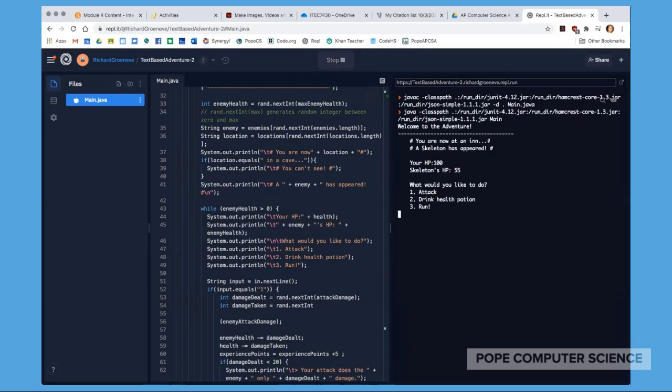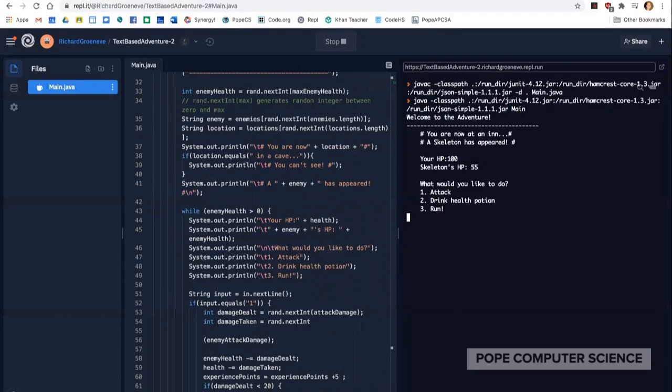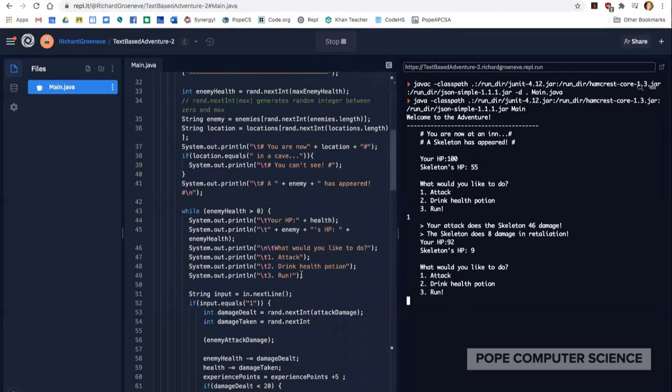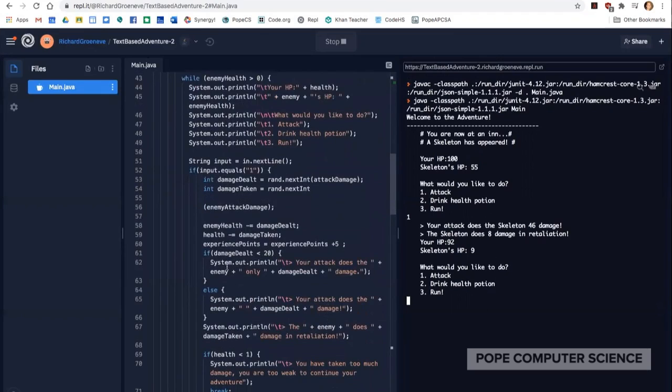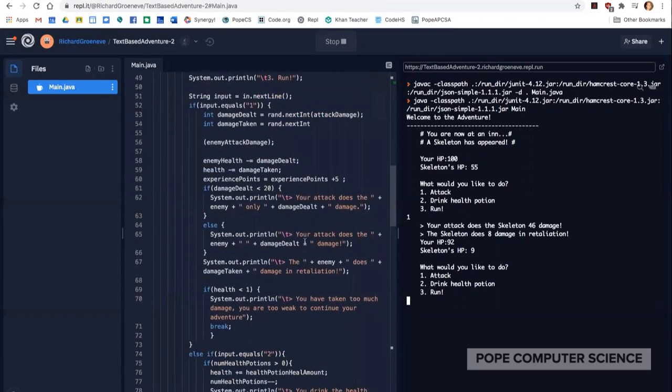So right now it says you are in and in. If I were to choose one, you look down here, input equals 1. If input equals 1, there's damage dealt and there's damage taken. There's also, if the damage dealt is less than 20, the computer tells you that it was only this much damage. If the damage dealt is more, it says the attack does this much damage, which means that the computer lets you know that you didn't do much damage because it says only if it's less than 20.